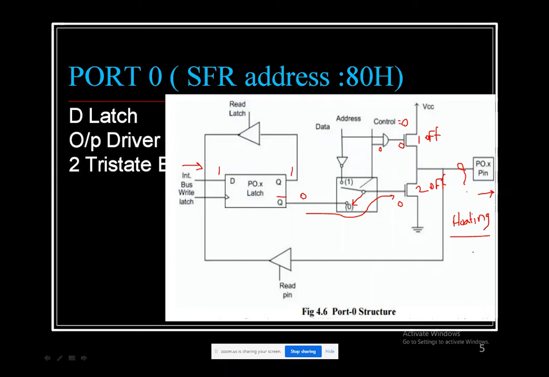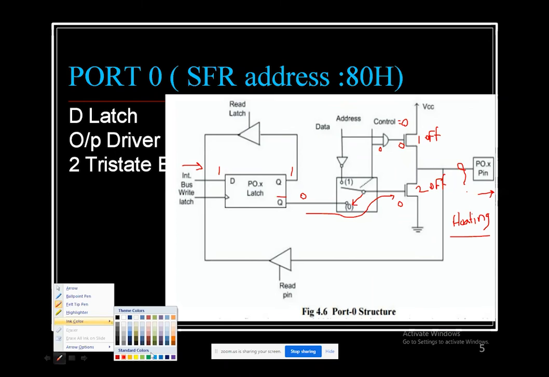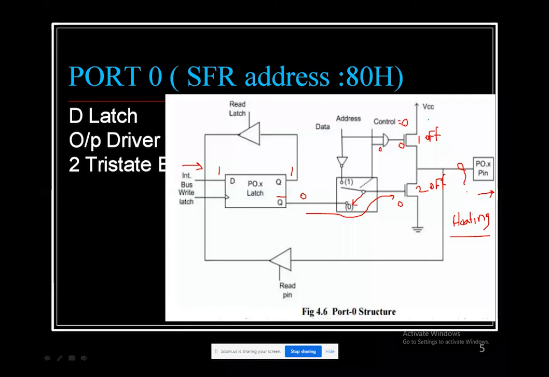And this is one of the problems with port 0. The solution is that we have to add one pull-up resistor across this one, and this is also of 10k ohm value. Pull-up resistor means it is passing whatever the VCC is through this resistor, and it goes to this particular output pin.